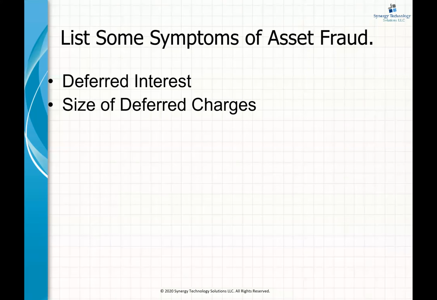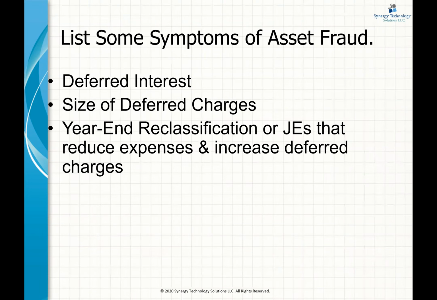List of some symptoms of asset fraud. You have deferred interest, size of deferred charges, year-end reclassification or journal entries that reduce expense and increase deferred charges. See, journal entry is a funny thing. You can put any numbers you want. Our job is to make sure that those numbers make sense, that is supported.